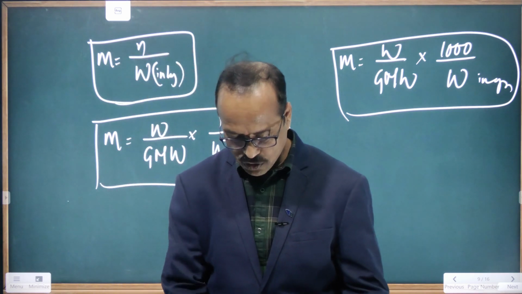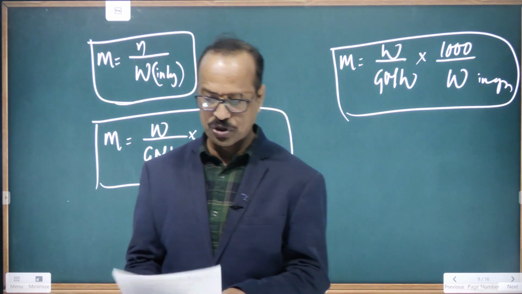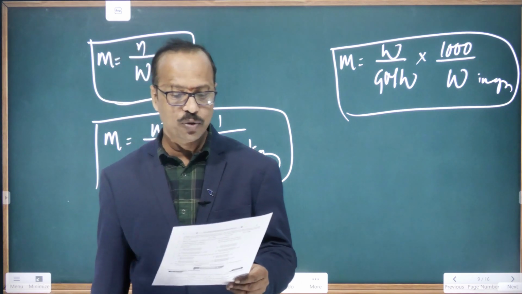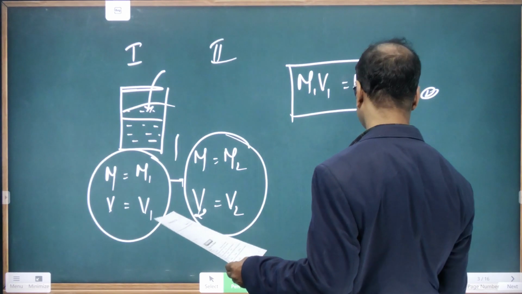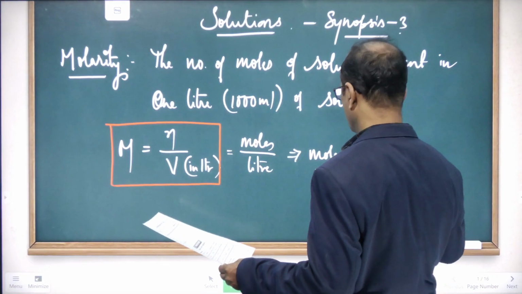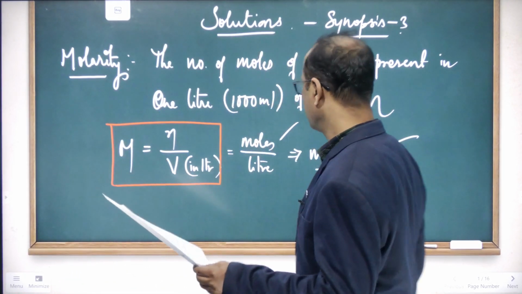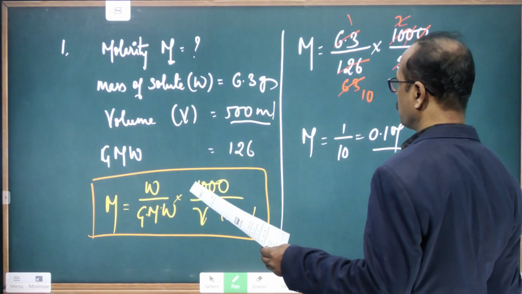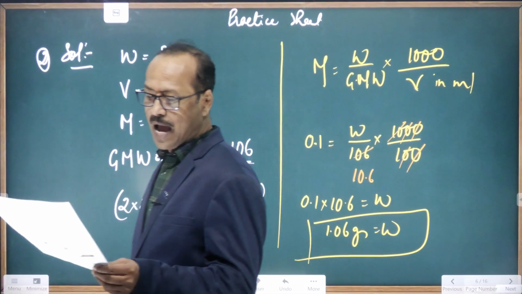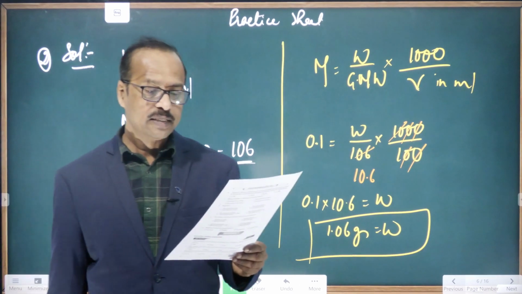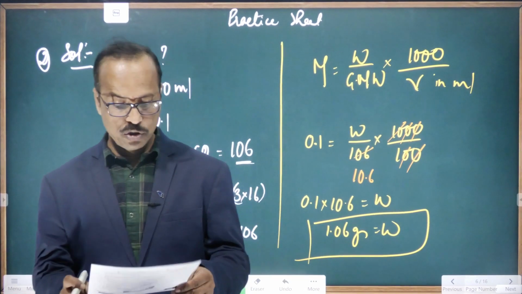Based on this, if any problems are there, see the practice sheet, page number 29. The unit of molarity, I already said, is moles per liter. So the answer is the second option. The amount of sodium carbonate, I just now solved this problem; we got 1.06, the third option. And the number of moles of solute present in 600 ml, some problems you need to solve here. This is the third sum.